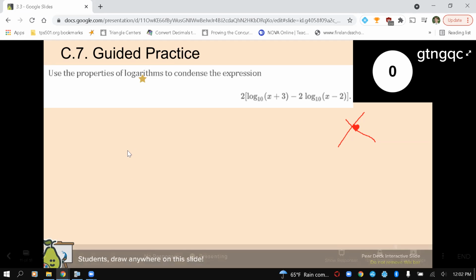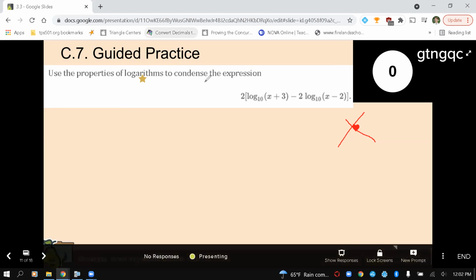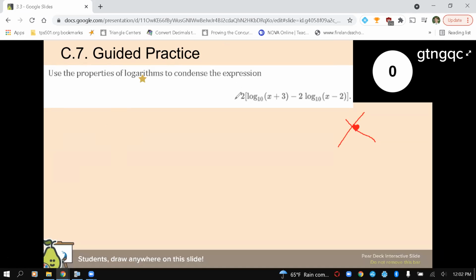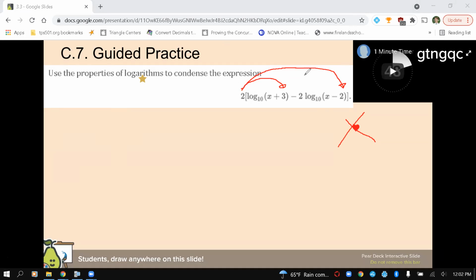Okay, okay. Can anyone tell me what I do first? Well, you distribute the 2. That's exactly right. Distribute the 2. There's really 2 ways you could do this, isn't it? Because you could distribute the 2.